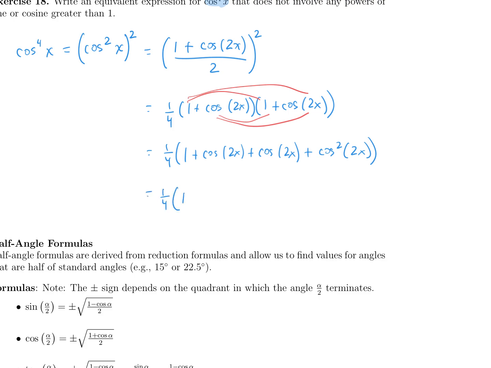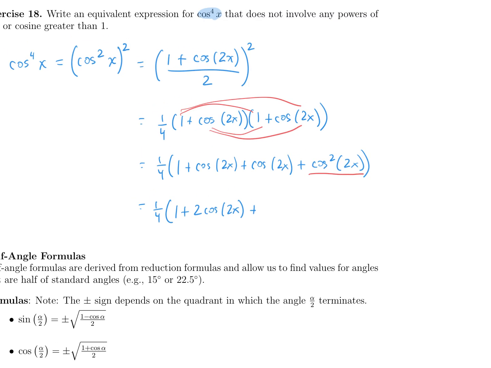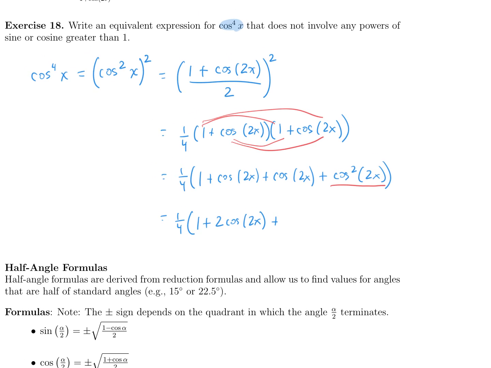1/4 (1 plus 2 cosine 2x) plus... now what I'm going to do is I still have this term, which we don't want a power greater than 1. So we have to use the formula again with this term here. However, look at the argument. The argument is 2x, and when you use the formula, you're going to have to plug in 2x for theta. So in other words, it's going to become this.